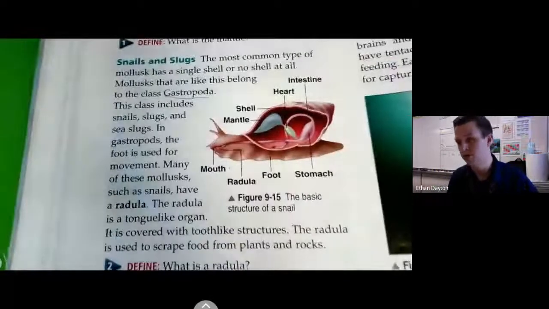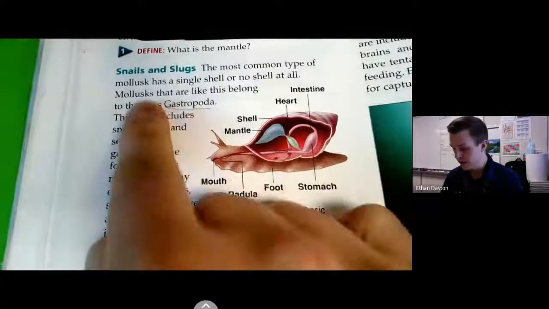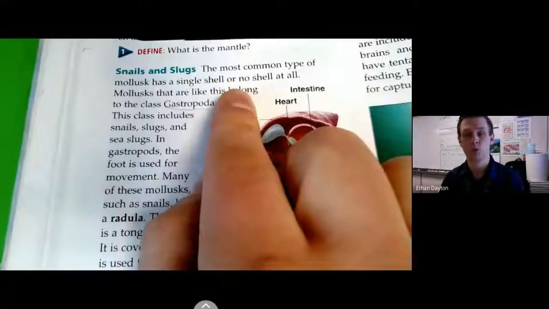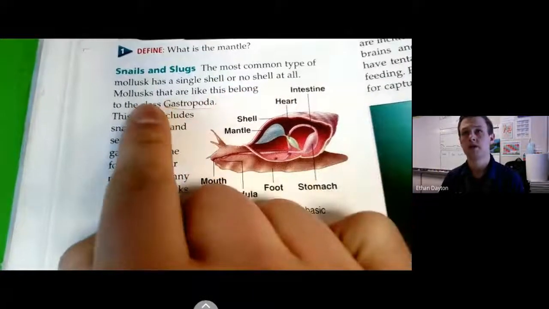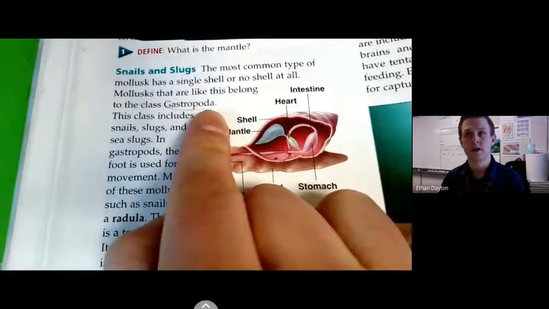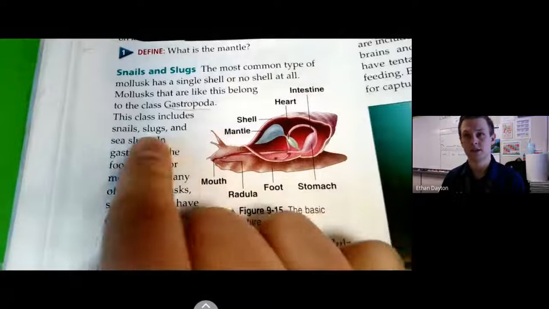We're going to get into talking more about one of the classes of mollusks. Snails and slugs. The most common type of mollusk has a single shell or no shell at all. Mollusks that are like this belong to the class Gastropoda. This class includes snails, slugs, and sea slugs.